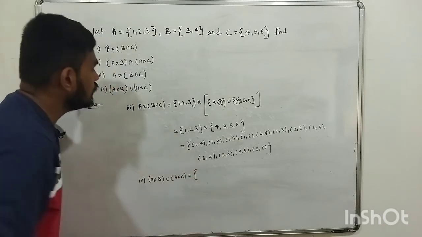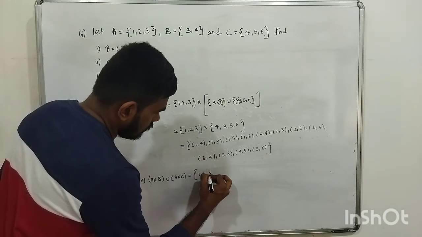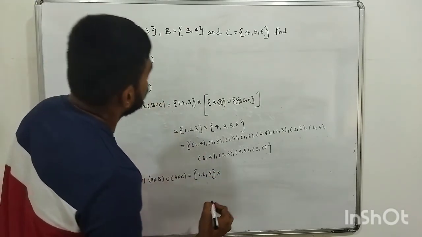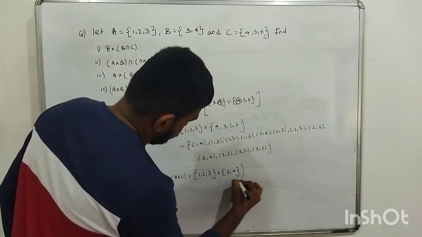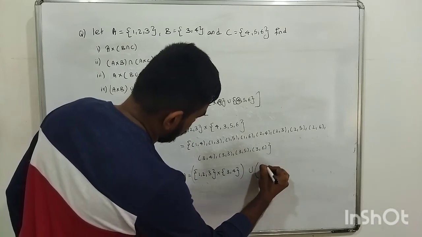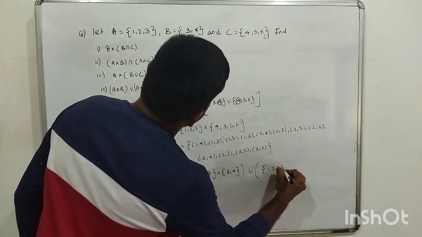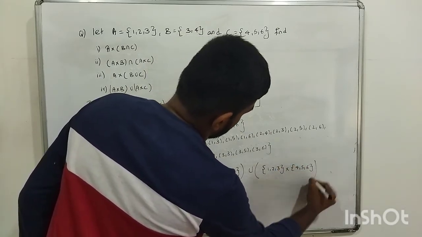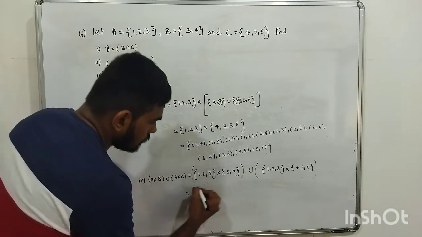Okay. So what is A here? A is {1, 2, 3} cross B, which is {3, 4}, union {1, 2, 3} cross {4, 5, 6}. Okay. So we have {1, 2, 3} cross {3, 4} union {1, 2, 3} cross {4, 5, 6}. Now you can solve. First, {1, 2, 3} cross {3, 4}.